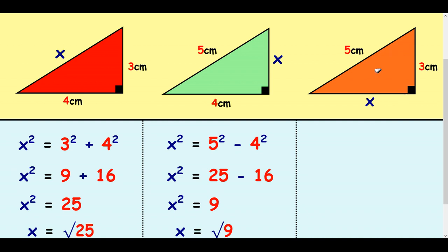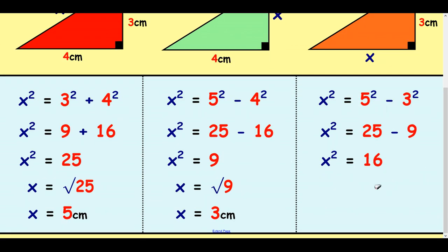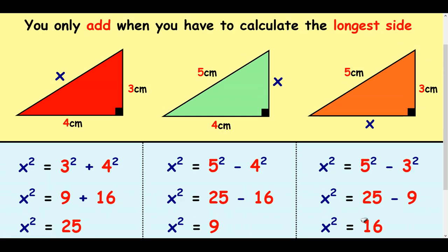Now this is the same triangle, so we know our answer is going to be 4. You're just going to do exactly the same thing. Because it's a shorter side, you're going to do 5 squared take away 3 squared. That's 25 take away 9, which is 16, then square root it and get 4. Okay, so only add when you're working out the hypotenuse. Any other side, you do a takeaway in Pythagoras.